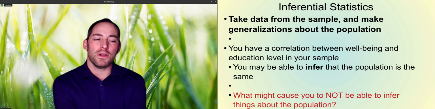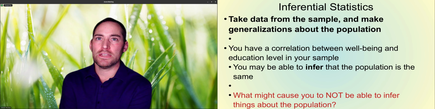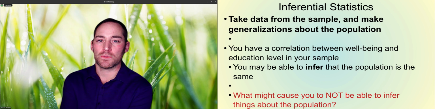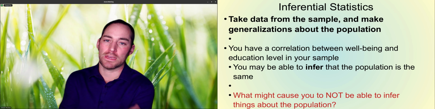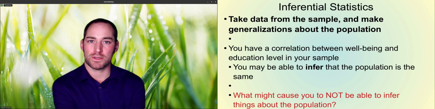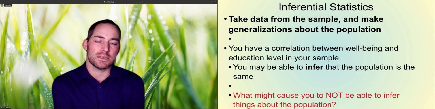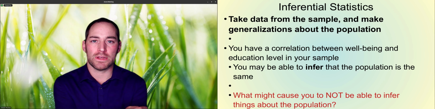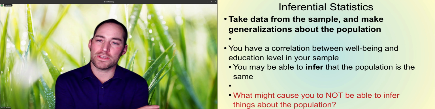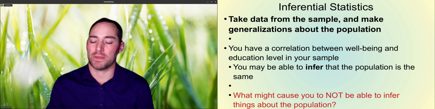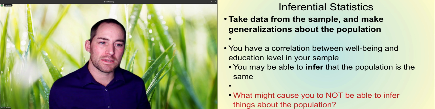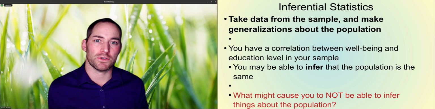But what could be some things that would lead your sample to be in such a... What might cause you not to be able to infer things about the population? So write down a couple notes. So let's say we took a sample of 500. We found this correlation. Is there any reason we wouldn't be able to infer something about the population? So write some notes. Answer this to yourself.